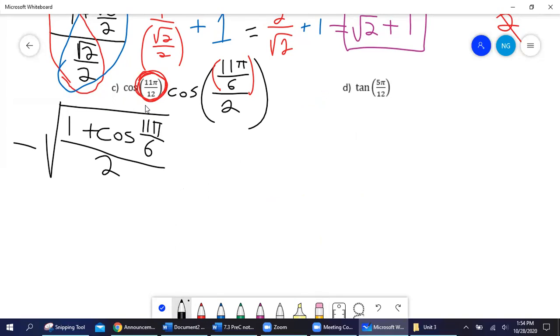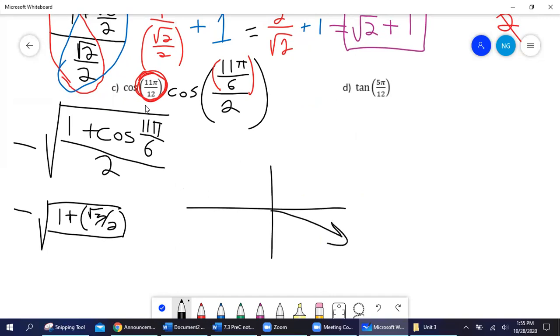Okay, the cosine of 11 pi over 6, excuse me, is positive root 3 over 2. Because 11 pi over 6 would be right here on the unit circle. Cosine's positive in this quadrant. The adjacent is root 3 over 2. Okay, so that's it for the trig part of this.